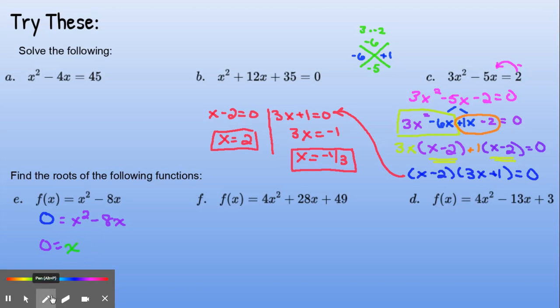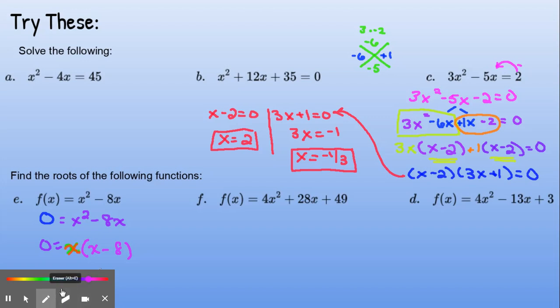If I take an x out, that's kind of hard to read. Let's do a different color. If I take an x out, x squared with an x taken away is just x. Negative 8x with an x taken away is a negative 8. And then again, I would just simply solve these. I can't factor it any further.